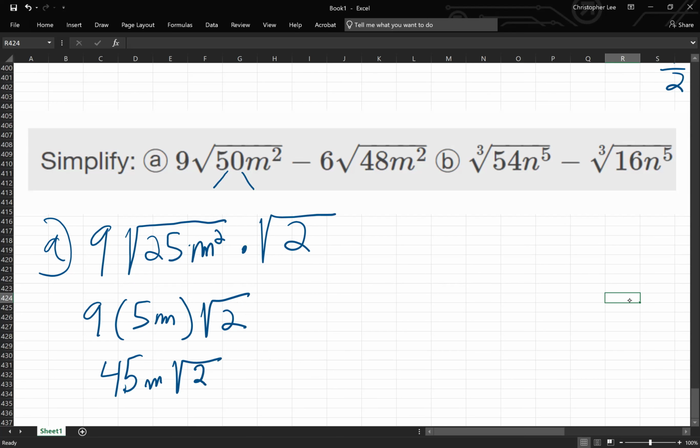No, but that's a piece of it. So now we've got to do this part. So minus, and then break up the largest perfect square that goes into it. I believe it's 16 times 3, something like that. So 6 times square root 16m squared times square root 3. Why 3? Because 3 times 16, right?